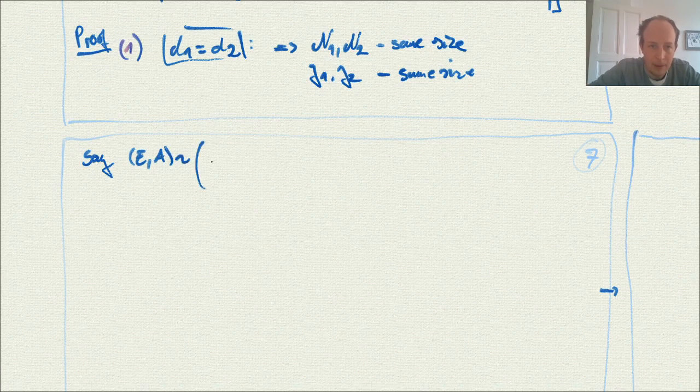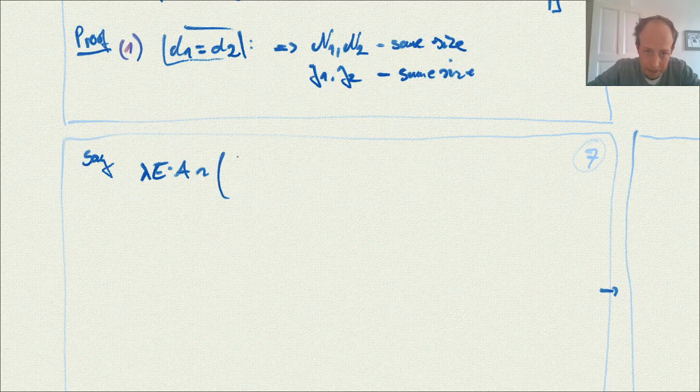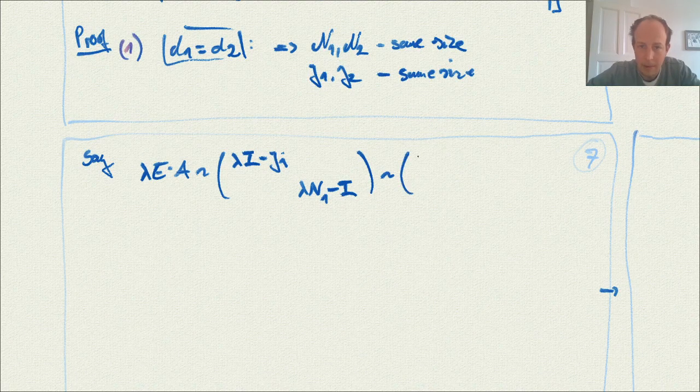Lambda E minus A is similar to lambda identity minus J1, lambda N1 minus identity, and similar to lambda I minus J2, lambda N2 minus identity.